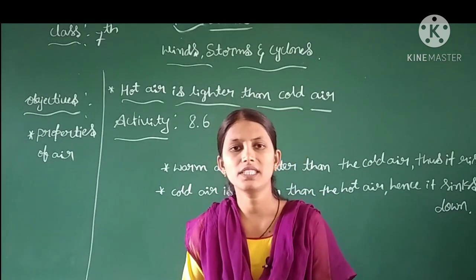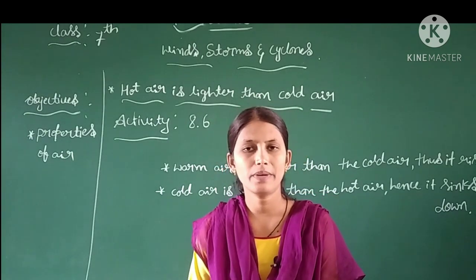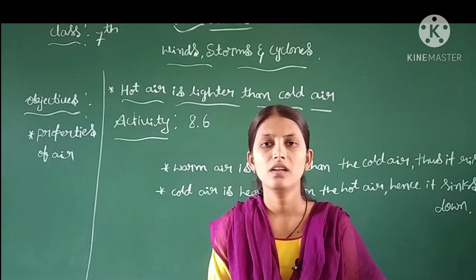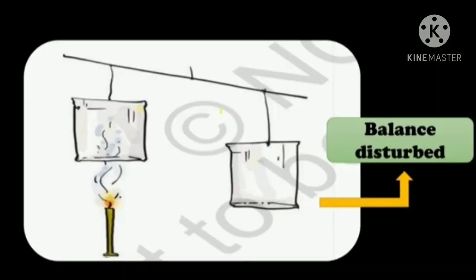To do this activity we need two paper bags and sticks. Look at this picture. Take two paper bags and hang the two bags in an inverted position on two ends of a stick. Tie a piece of thread in the middle of the stick. Hold the stick by the thread like a balance. Put a burning candle below one of the bags. You will notice that the balance is disturbed.